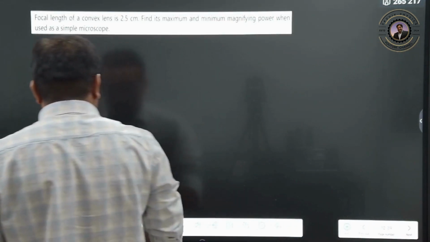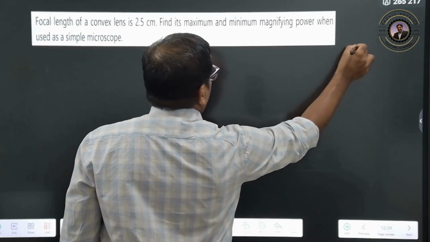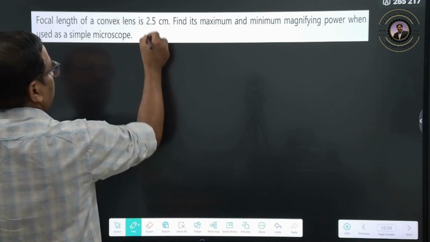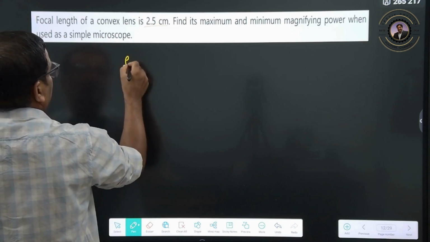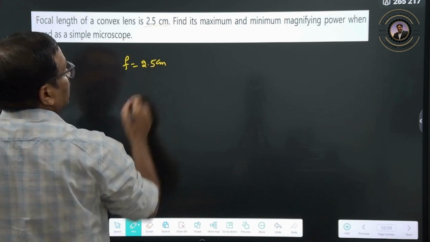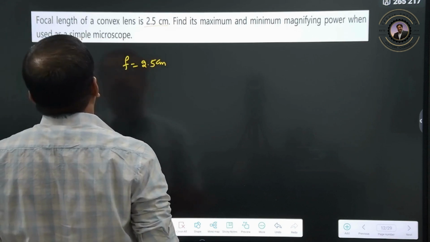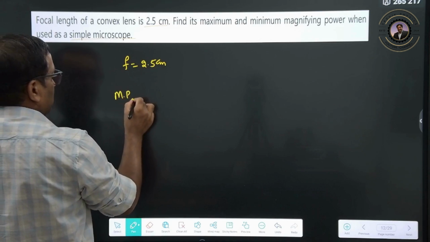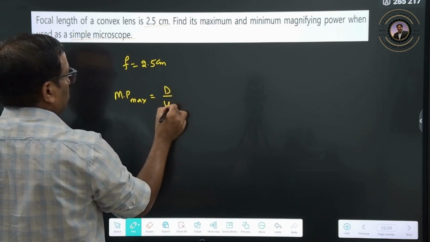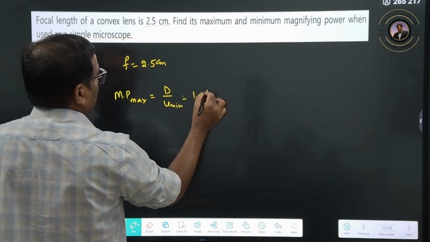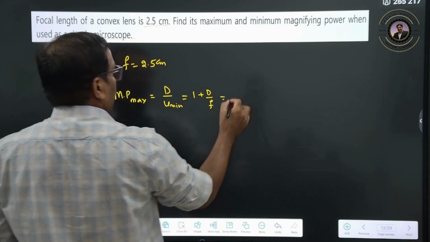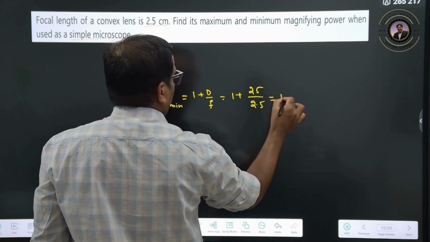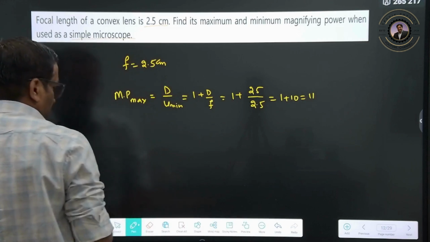If you are not able to see it, please just listen to my words and I will explain the question. The focal length of a convex lens is given as 2.5 centimeter. He is asking to find the maximum and minimum magnifying power using the simple microscope. Maximum magnifying power is d by u minimum, which is 1 plus d by f. Here d is 25 centimeter, so 1 plus 25 by 2.5 means 1 plus 10, therefore 11 will be your magnifying power.